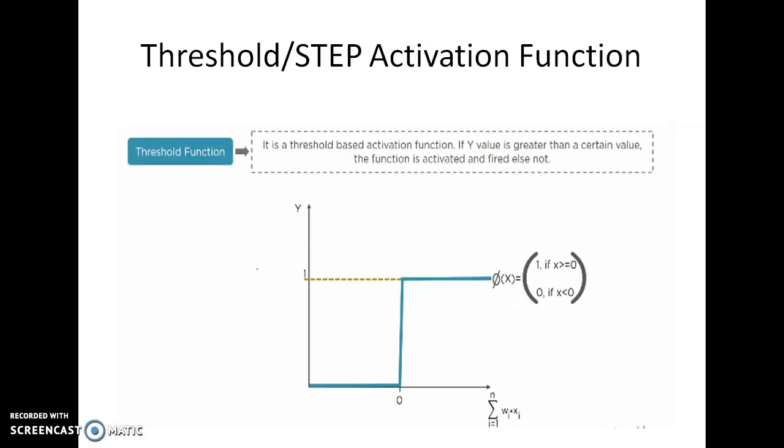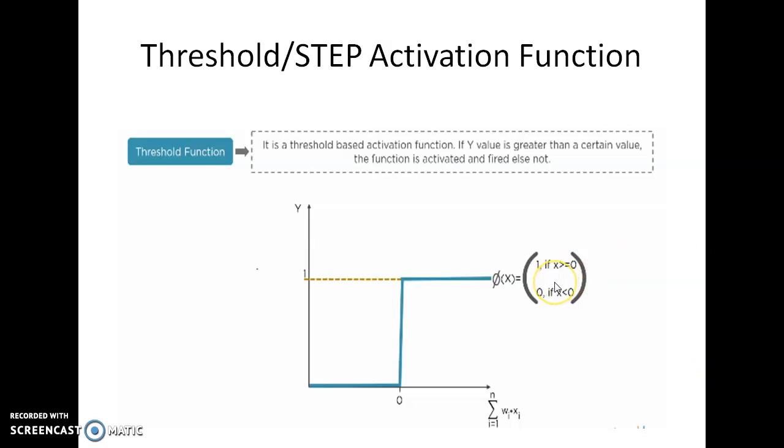The next activation function is the threshold or step activation function. We used this activation function when solving problems with the help of the MP neuron. It is a threshold based activation function. If the value is greater than a certain value, then the function is activated and fires, otherwise not. We can set the threshold to a value other than 0, like 1, 2, 3, but most of the time the threshold value is set to 0.